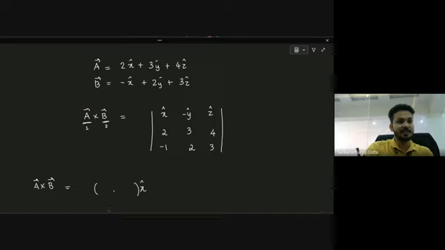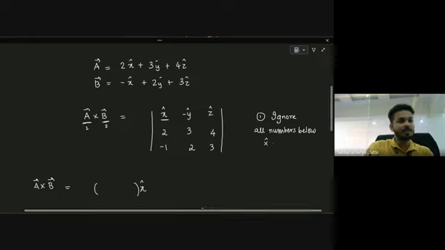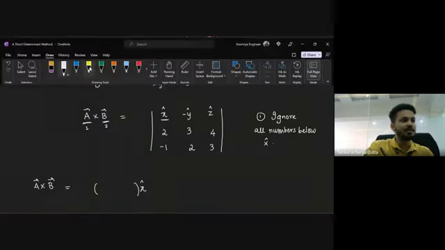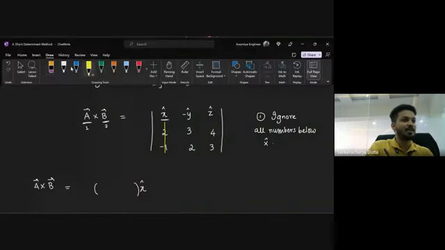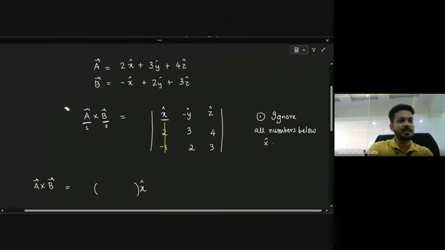When you are in a determinant, if you are trying to find out x cap, the first step is to ignore all numbers below x cap. So if you're trying to find out x cap, ignore every number below x cap. So you have ignored 2 and minus 1. What are the four numbers that are remaining? 3, 4, and 2, 3.